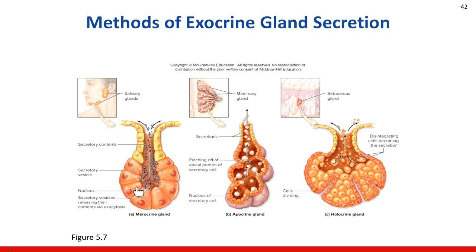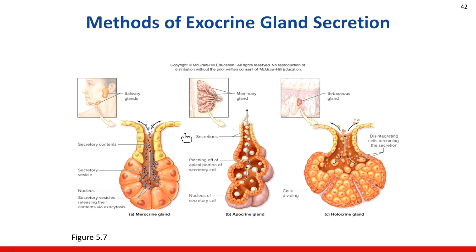They move towards the apical surface, they release that secretion into the duct, and it travels out of the gland, through the duct and out onto the surface here. We see that with the salivary glands. Some of your sweat glands do the same thing.